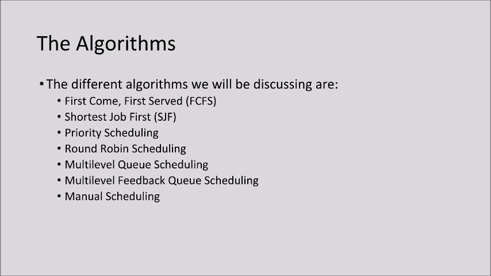So the different algorithms that we are going to be talking to you guys about today are the first come, first served algorithm, the shortest job first algorithm, priority scheduling, round robin scheduling, multi-level queue scheduling, multi-level feedback queue scheduling, and manual scheduling.